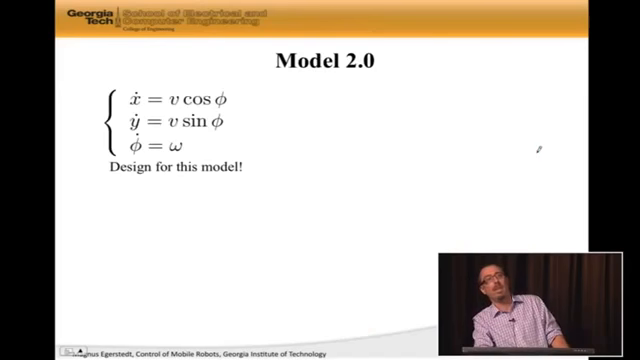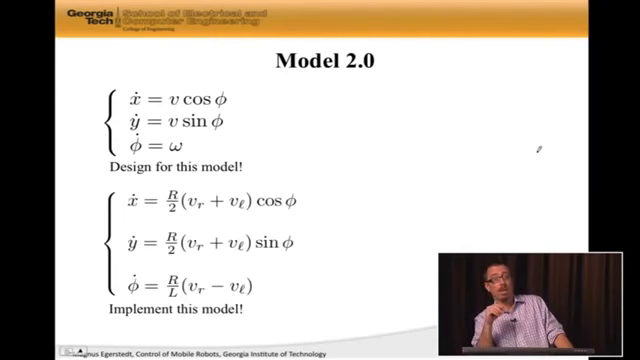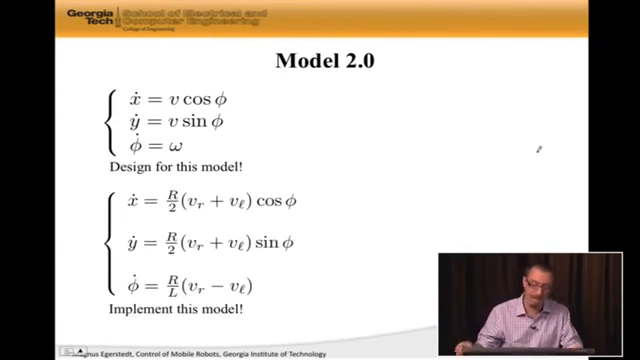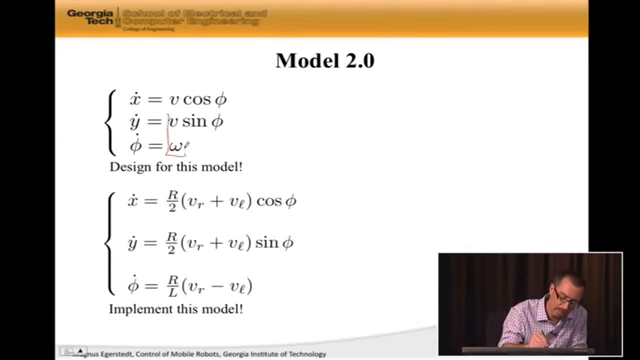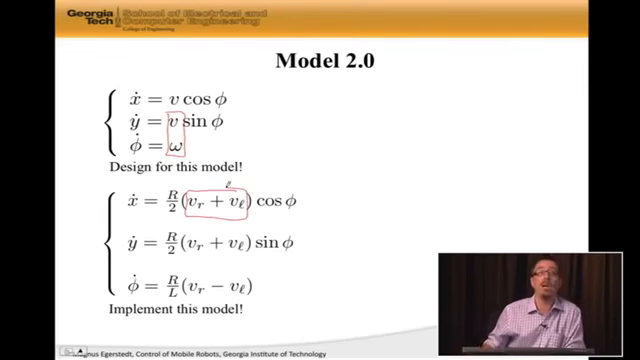Okay, there is a little bit of a problem, though, because this is the model we're going to design our controllers for, the unicycle model. Now, this model is not the differential drive wheeled model. This is. So we're going to have to implement it on this model. And now, here we have v and omega. These are the control inputs we're going to design for. But here, v sub r and v sub l are the actual control parameters that we have. So we somehow need to map them together.